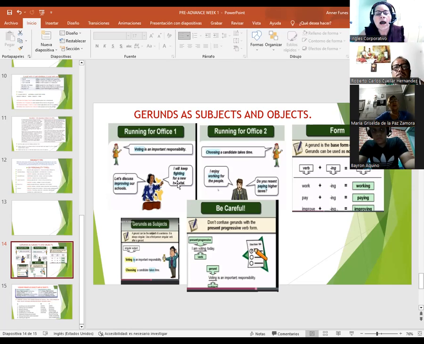Now in number 3, I will keep fighting for a new hospital. What is the gerund here? Fighting. Yes. Fighting. In second, choosing a candidate takes time. What is the verb plus ing? Choosing. A candidate takes time. Yes, it's a subject because choosing a candidate takes. Choosing es de quien estamos hablando, que es escoger un candidato.